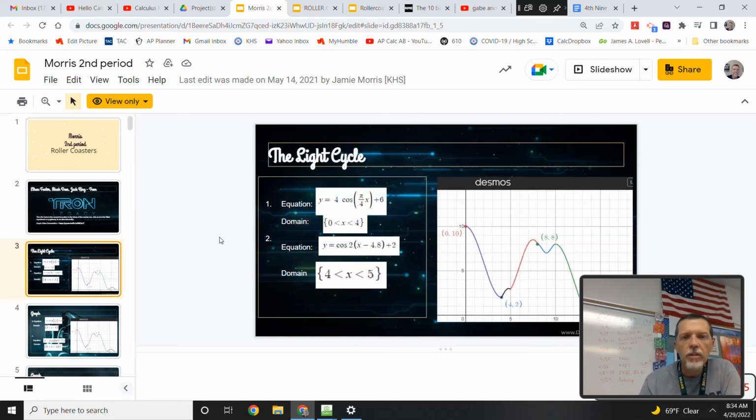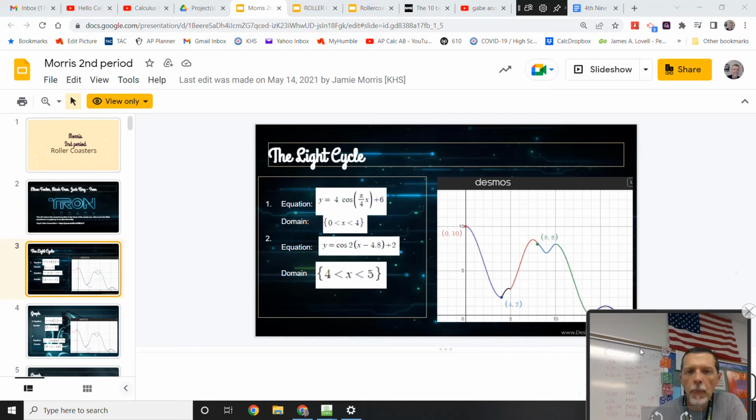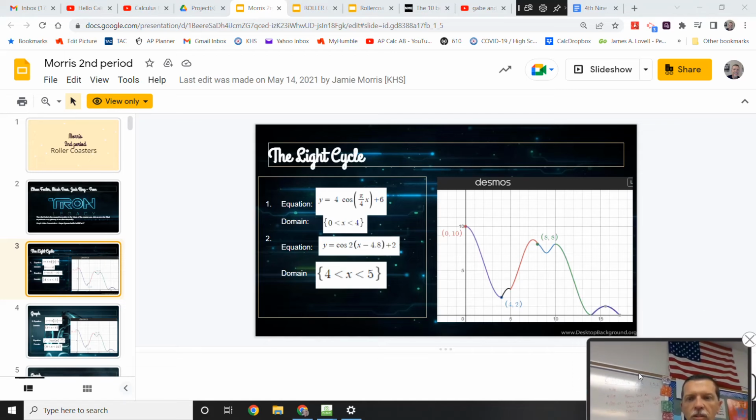So here's the overall picture. And I can tell from that picture that they use Desmos. It says it right there. So there's their equation and the domain for each one. So from 0 to 4, they did this graph. From 4 to 5, they did this graph. But there's a mistake. There's a kink right there. That is not a smooth transition. So they would lose points for that.